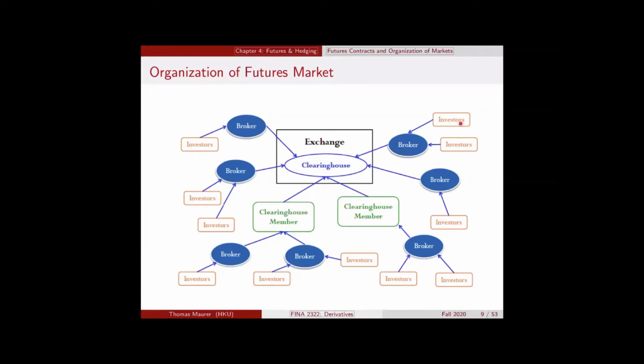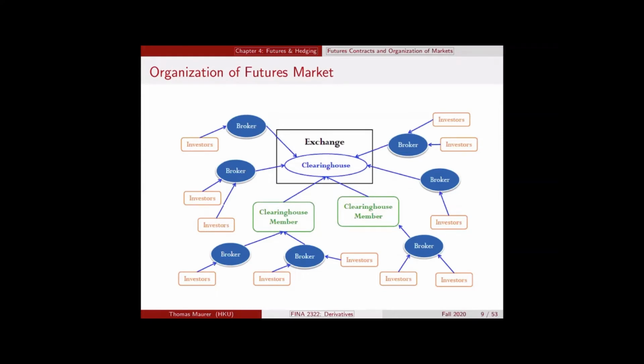And so as an investor, you can go to the broker, you can say, I would like to open a long position at a certain futures price, and the broker then submits that bid. And in other cases, maybe as an investor, you go to your broker and the broker doesn't have a seat on the exchange directly. So he then goes to the clearinghouse member who then submits the bid for you.